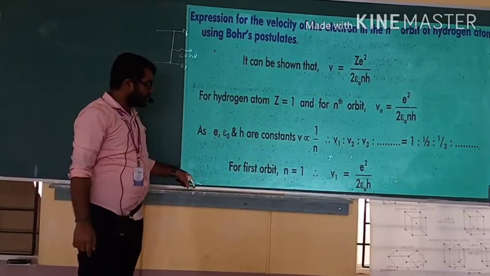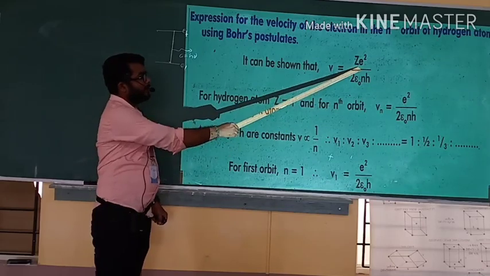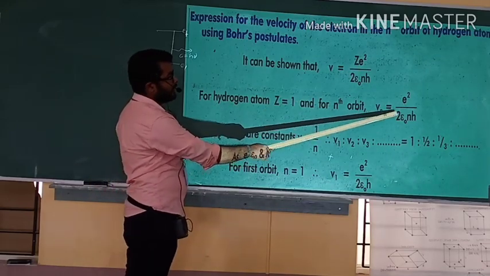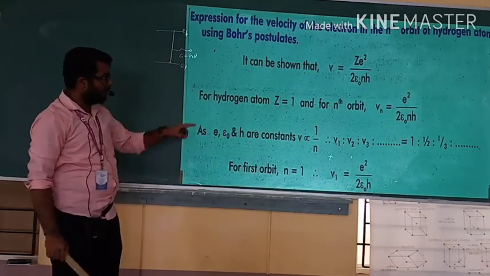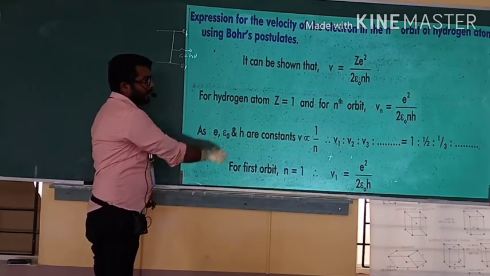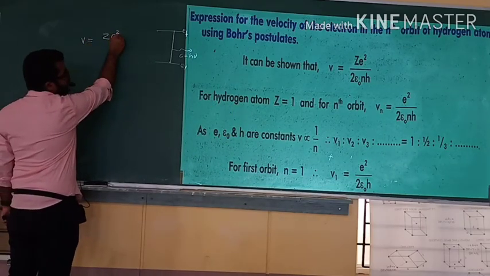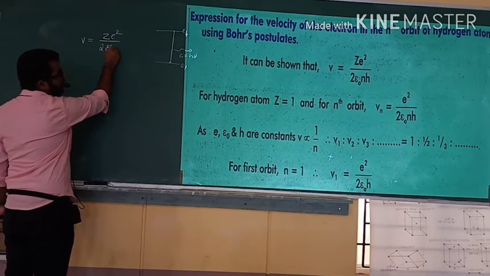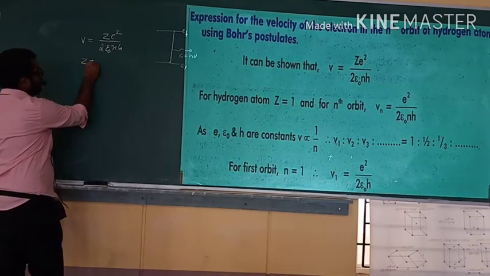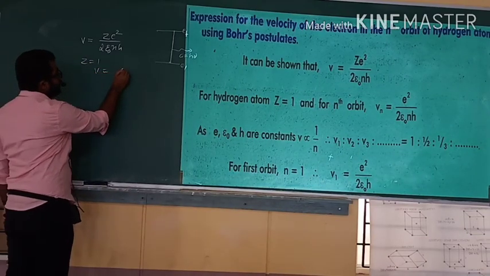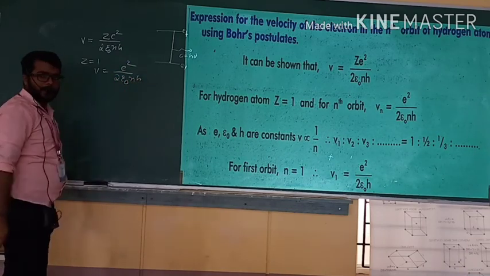For the hydrogen atom, z is equal to 1. Then substituting z is equal to 1, you are getting vn is equal to e square divided by 2 epsilon into nh. So from this equation you can see that e is constant. V is equal to z square divided by 2 epsilon naught into h. When z is equal to 1 is substituted, v is equal to e square divided by 2 epsilon into n into h.